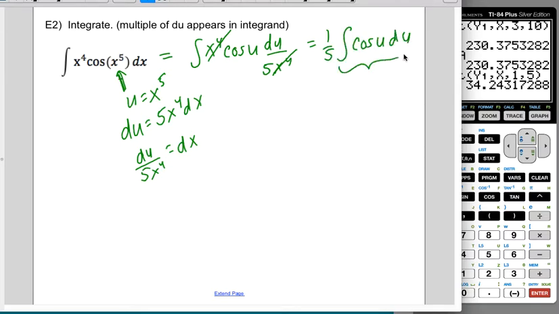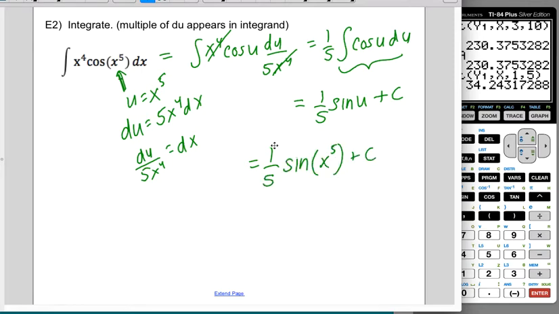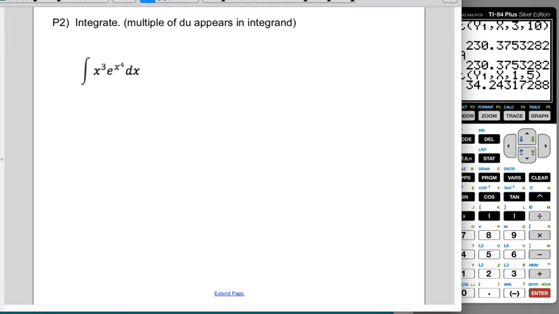Well, this is one of the things I memorized. So when I integrate cosine, I should get sine. So I get 1/5 the sine of u plus c, but then my final answer needs to replace the u with an x to the 5th. Notice that as soon as I integrate, I write my plus c. All right, let's go ahead and give this one a try.